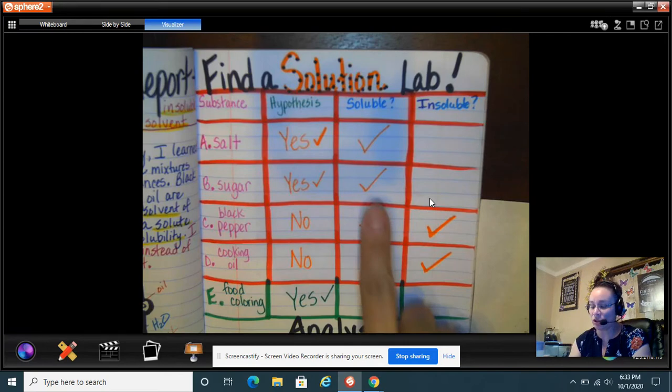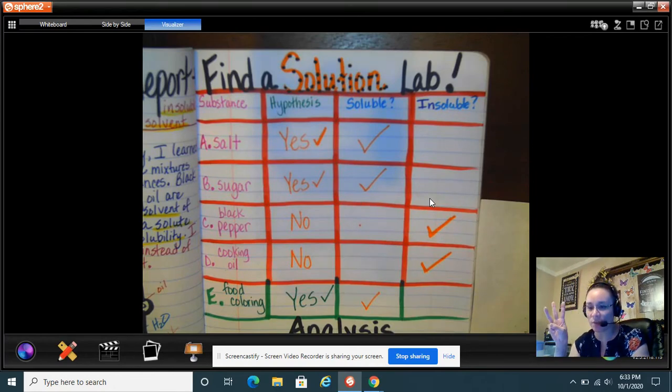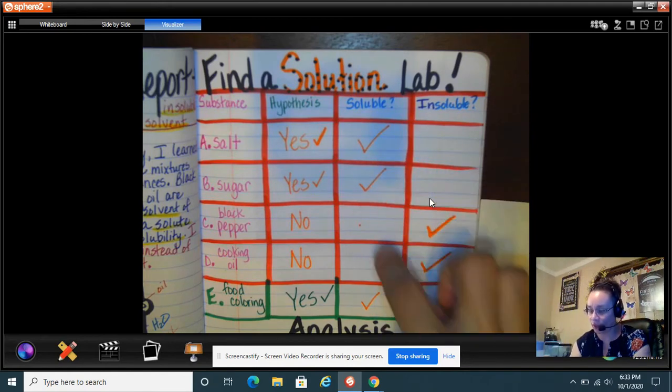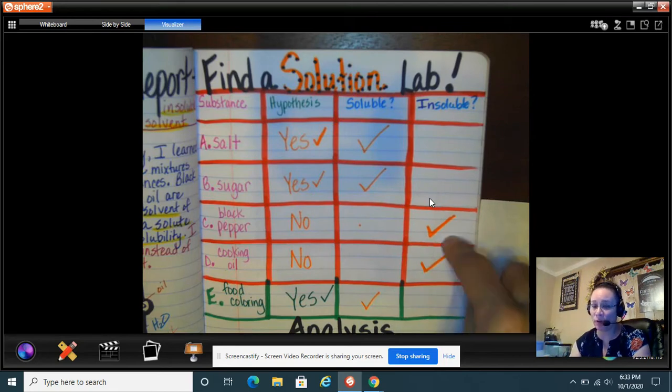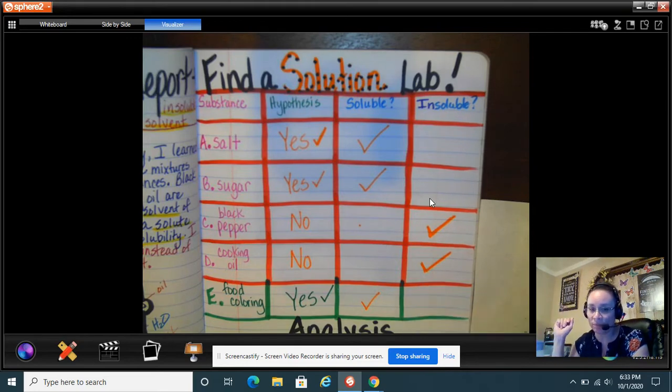We found out that sugar is soluble for sure. We tested it. We stirred it 20 times, and then 20 times again, and then 20 times again. So we ended up stirring 60 times for each one. Black pepper, nope, it never dissolved. So it's insoluble. Cooking oil, we just saw bubbles everywhere all the time, did not dissolve. And food coloring, yep, because the solution turned blue when I used blue food coloring.